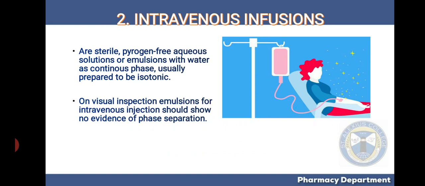Next is the intravenous infusions. So intravenous infusions are also sterile, pyrogen-free, aqueous solutions or emulsions with water as the continuous phase, usually prepared to be isotonic. On visual inspection, emulsions for intravenous injection should show no evidence of phase separation. So all sterile or parenteral preparations are sterile and pyrogen-free.